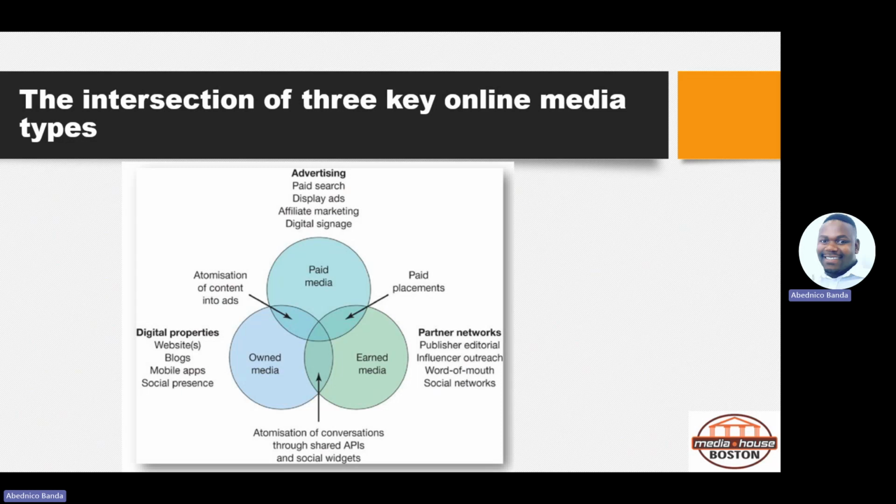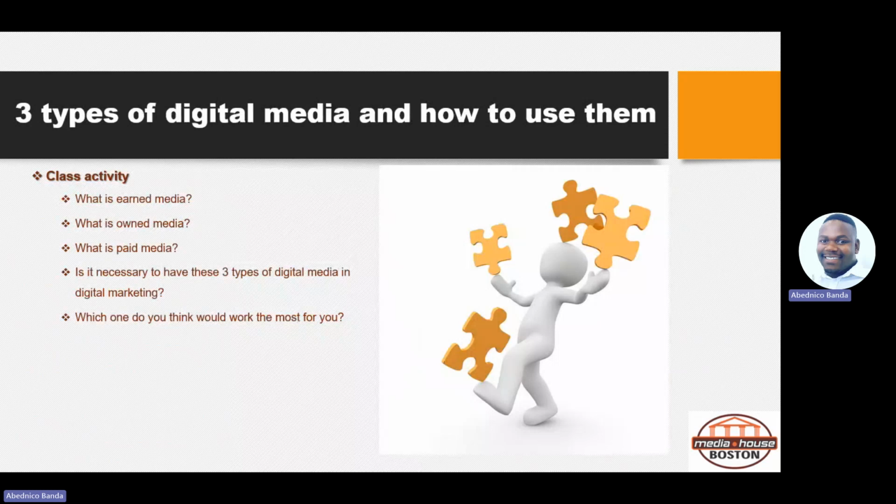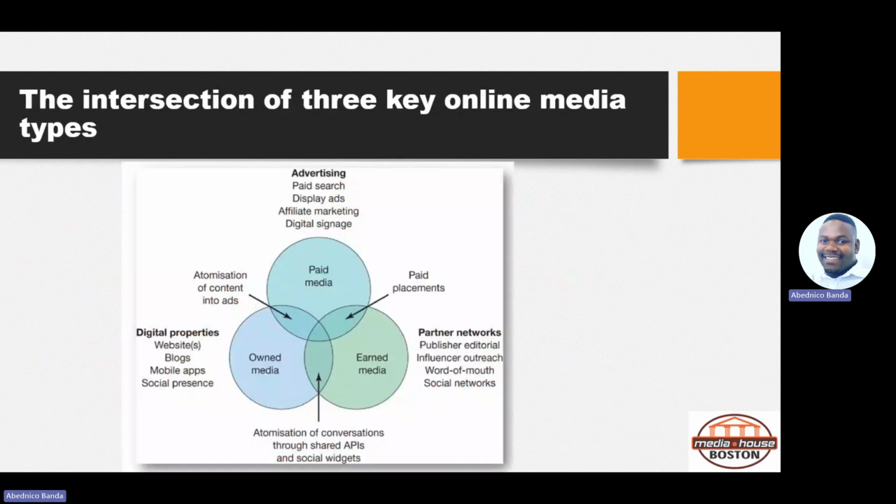So this is the intersection of the three key online media types, digital media types. There was a question that was asked here at the beginning. Which one do you think works the most for you? So some will tell you that it is earned media. Some will tell you that it is owned media. Some will tell you that it is paid media. However, I say that it depends on the resources that you have.